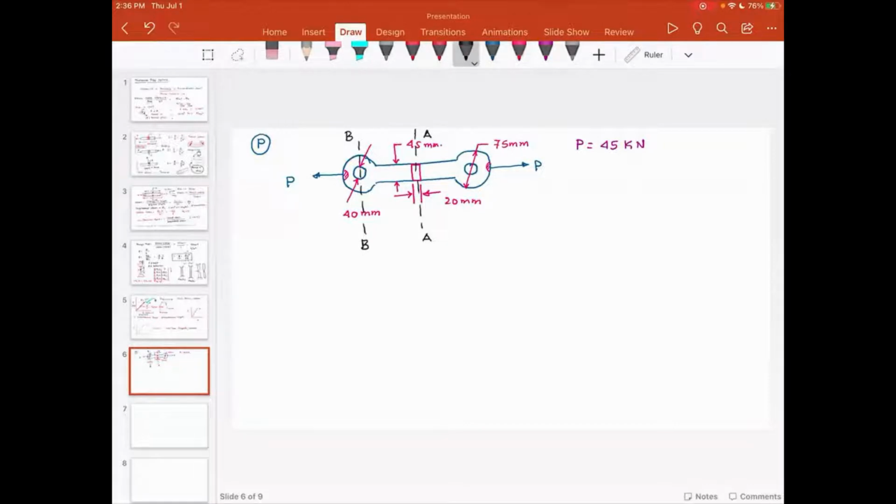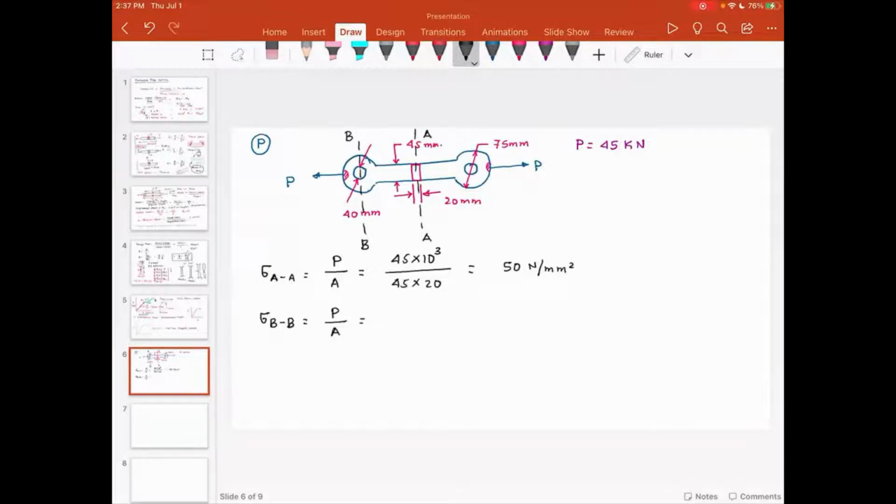So sigma AA is load divided by area. Load is 45 kilonewton. The area is 45 multiplied by 20. And I want you to look at this answer. My answer is 50 Newton per millimeter square. Now let's look at section BB, where we need to find the area and the stress.